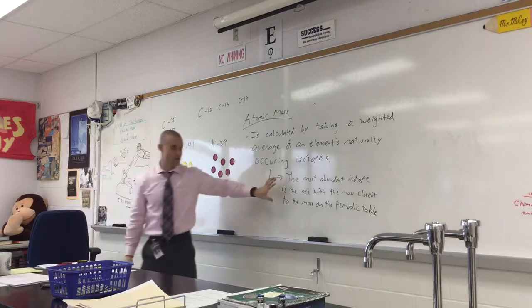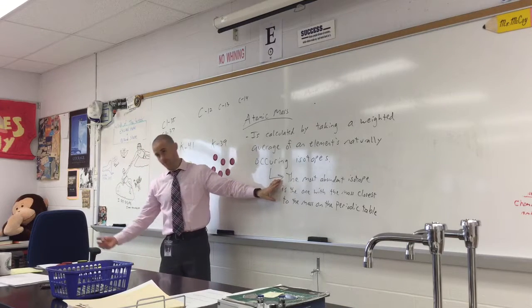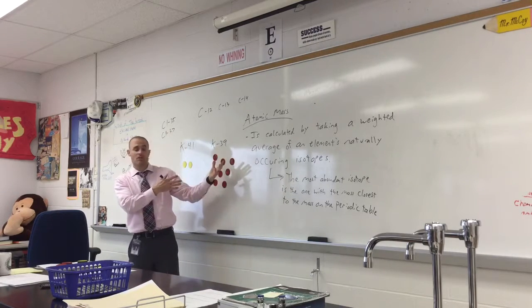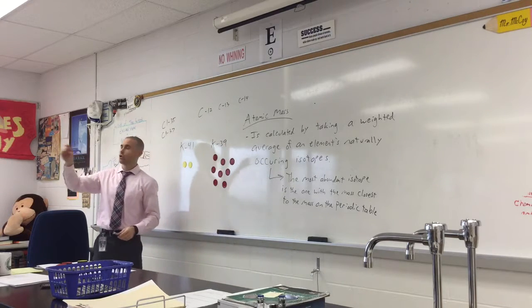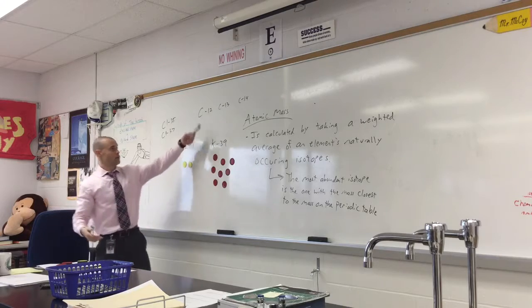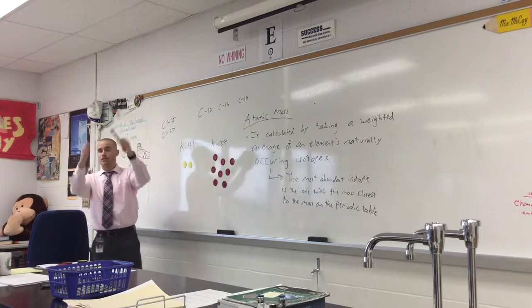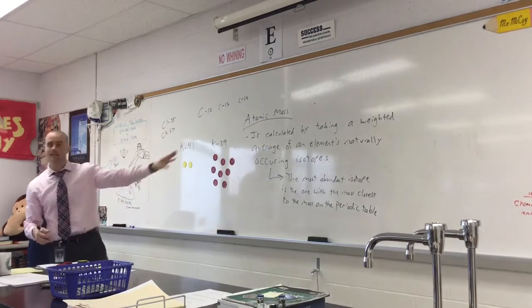So this is actually really important to understand, not just to understand the chemistry, but on the Regents question, they ask that sometimes. Which of the following isotopes are most abundant? They give you four choices, let's say, and you pick the one that's closest to the mass on the chart. So that's the easy part here.